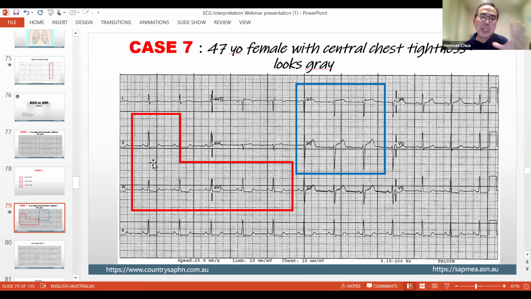Remember, these inferior leads are not reciprocal to V1, V2 and V3. You don't get reciprocal change across different planes. The limb leads are different planes compared to the precordial leads, which come straight out of the chest. But they are reciprocal to 1 and AVL, which is the high lateral lead, basically associated with the anterior as well. So let's see what happens next.